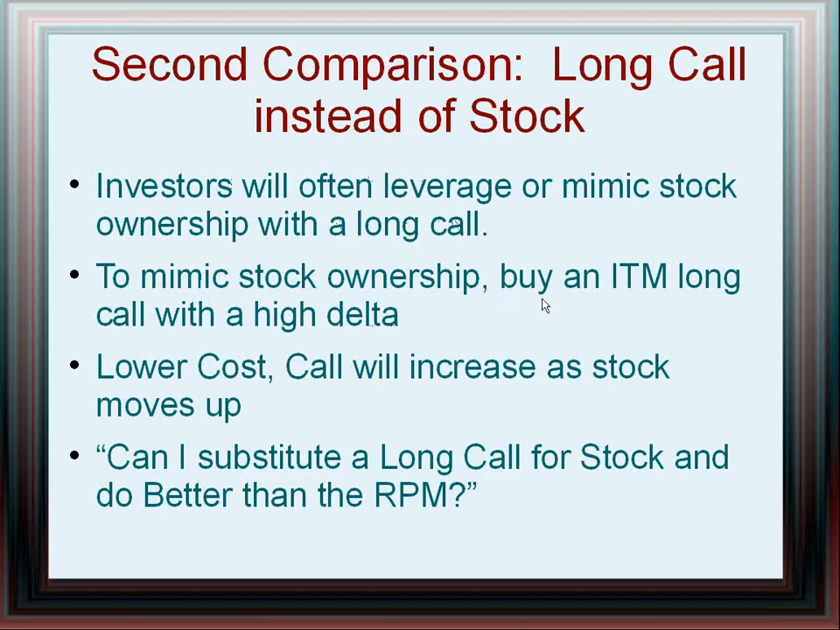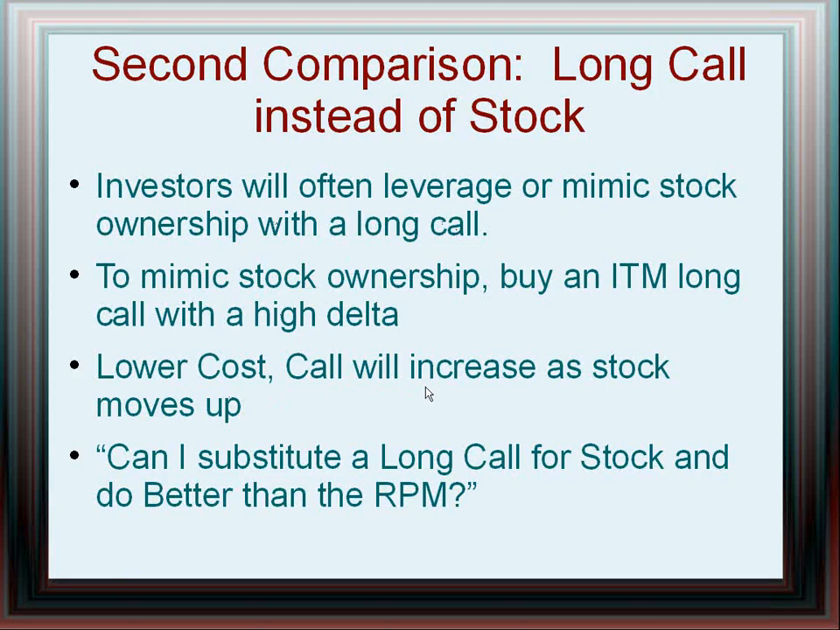Now, to mimic stock ownership, we want to buy an in-the-money call. Commonly what investors try to do is buy an in-the-money call with a high delta, a delta close to 1 if possible. My experience is if you're looking for a delta of close to 1 on a long call to mimic stock ownership, you've probably got 0 open interest and 0 option volume. So getting filled at the price that's shown might be rather difficult for you. Okay, but it's a lower cost.